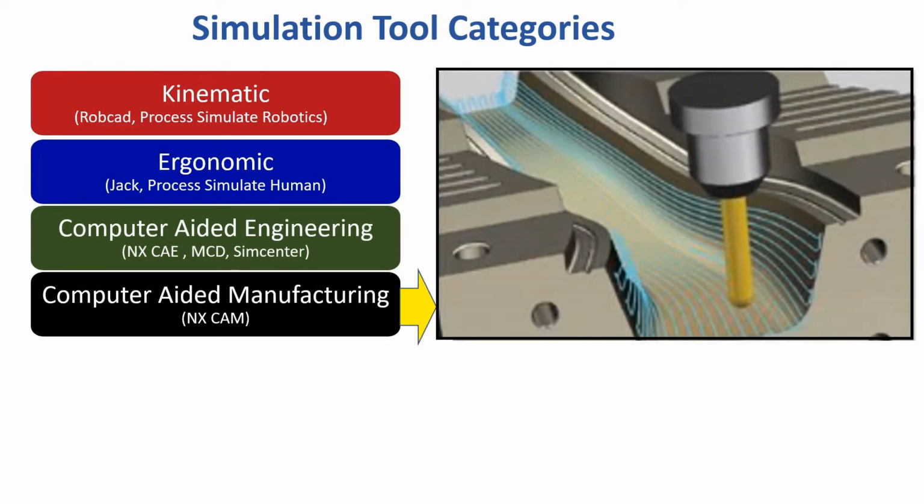Computer-aided manufacturing tools like NX-CAM let you analyze specialized items like tool design, NC programming, feature-based machining, and collision detection. This automates the development of molds, dies, and fixtures for higher quality, lower cost, and faster turnaround for machining.